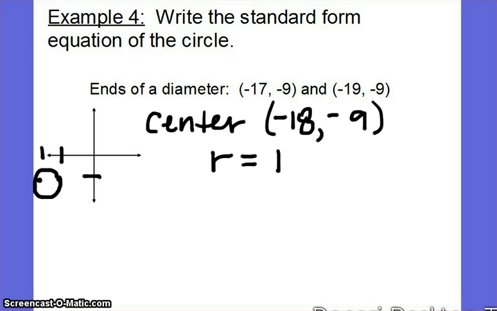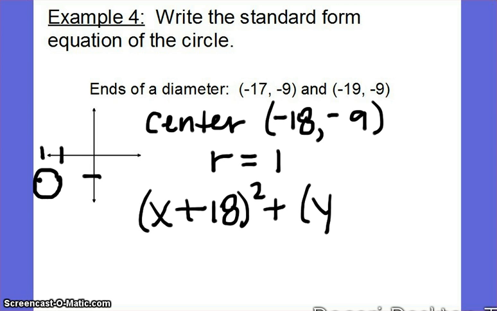So my radius is 1. So then my standard form equation, x minus h, so that will be (x + 18) squared, y minus k, so that'll be (y + 9) squared, equals r squared. And since my radius is 1, 1 squared is simply just 1. And there we are.